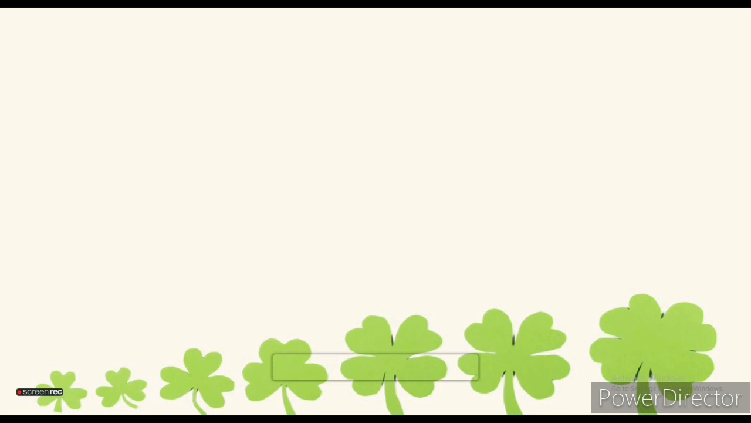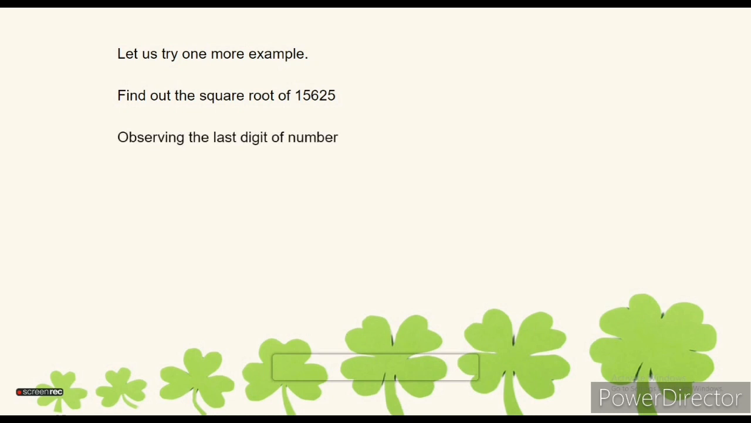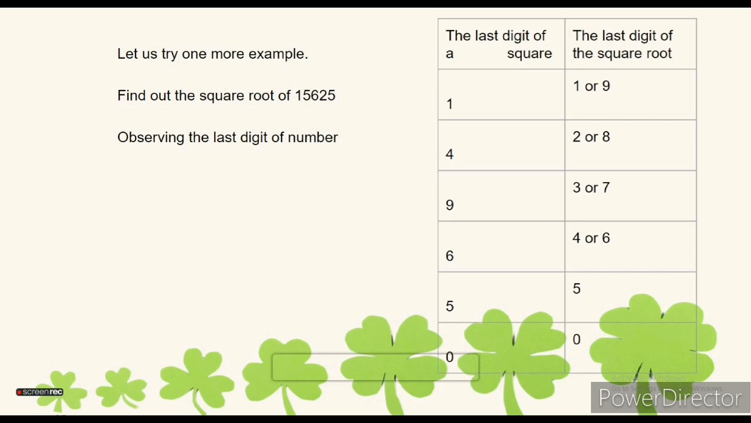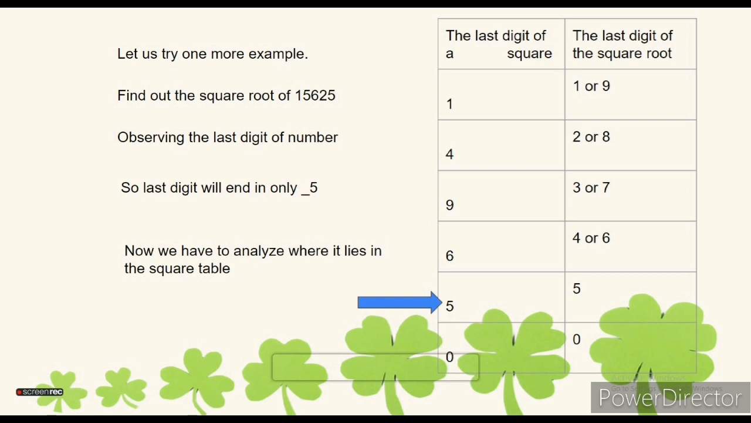Now, what about if we encounter bigger numbers? Let us take an example. This time we have to find out the square root of 15,625. Observing the last digit of the number, we find that the last digit of the square root will end only in 5.